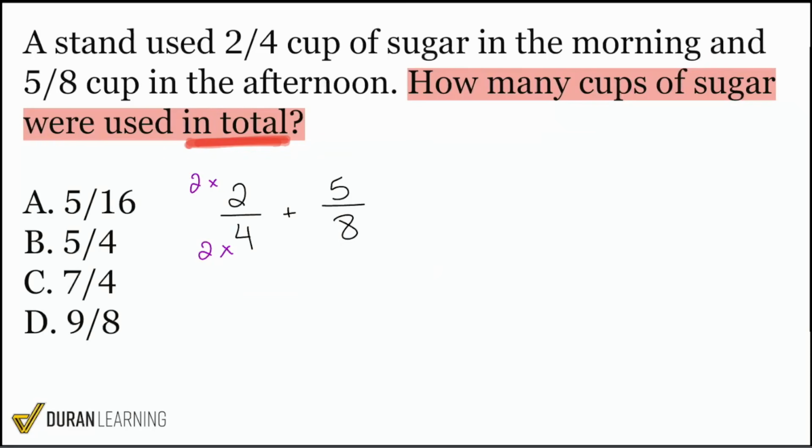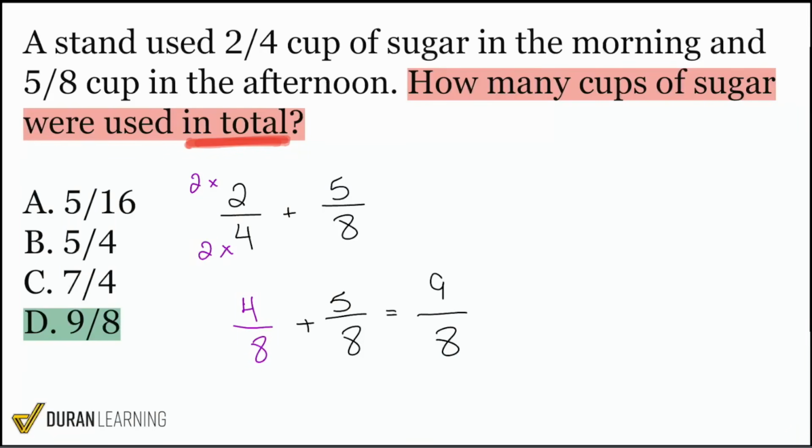So here we go. 2 times 2 is going to give us 4, and then 2 times 4 will give us 8. So the 2/4 turns into 4/8, and we'll add that with 5/8. My party people, keep that denominator the same. 4 plus 5, that gives us 9, and there we are. 9/8 is the answer, and we see that the answer is actually listed right here as answer choice D. Booyah! So we're good.